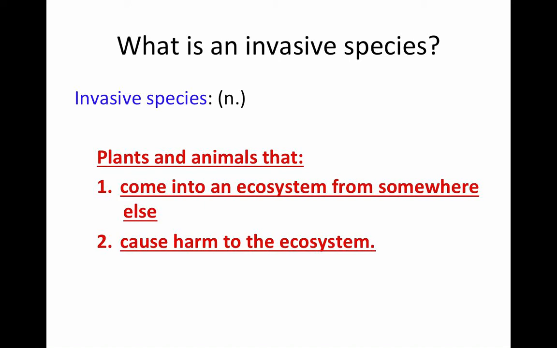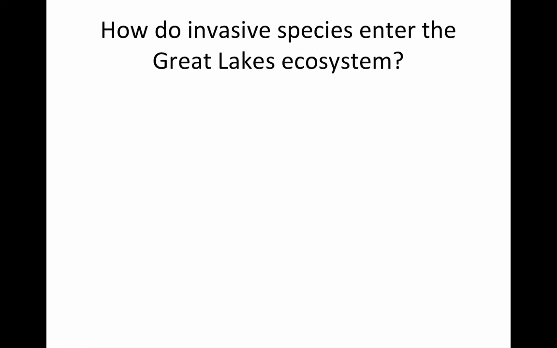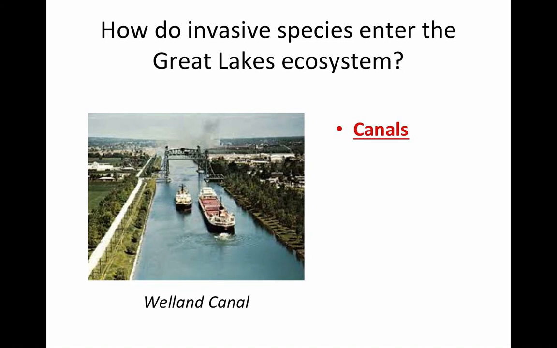Let's look at this first part of the definition. Invasive species come into an ecosystem from somewhere else. So where are they coming from? How do invasive species enter the ecosystem? The first way is through canals. A canal is a waterway that people have built to allow ships to travel from one place to another.